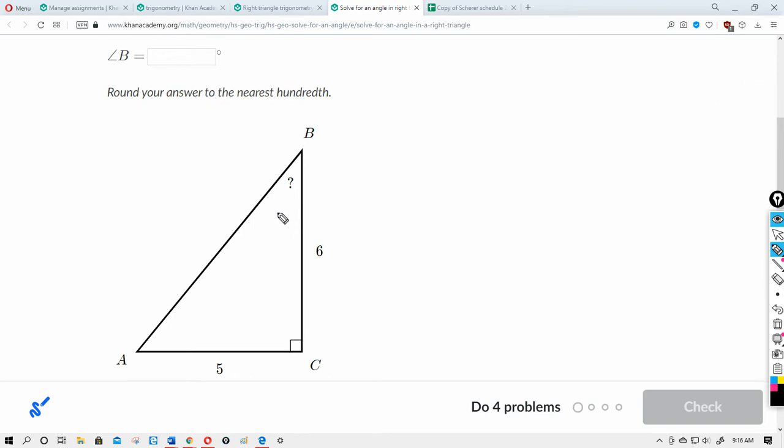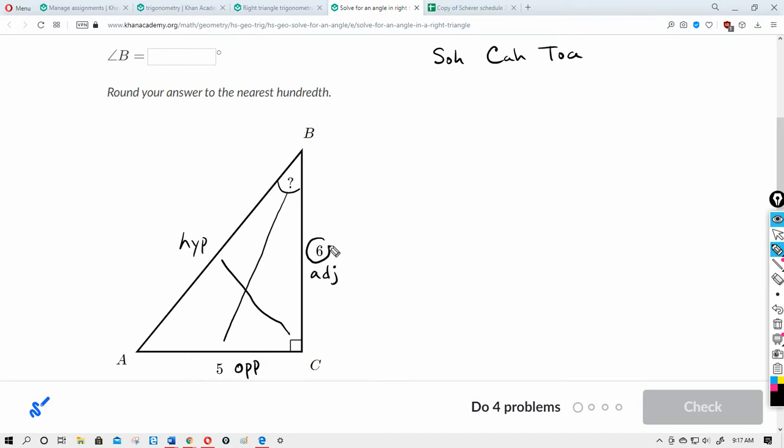All right, so as always, go to the angle being referenced, go across from that angle to the side that is your opposite. Go across from the right angle, that's your hypotenuse, and the remaining side is adjacent. Okay? As always, use SOHCAHTOA. And what sides are given? We have adjacent and we have opposite.